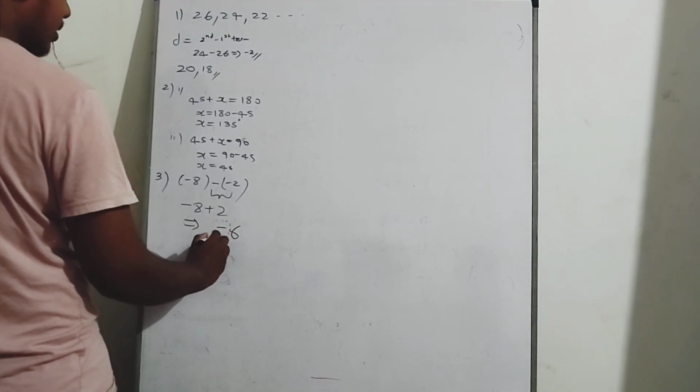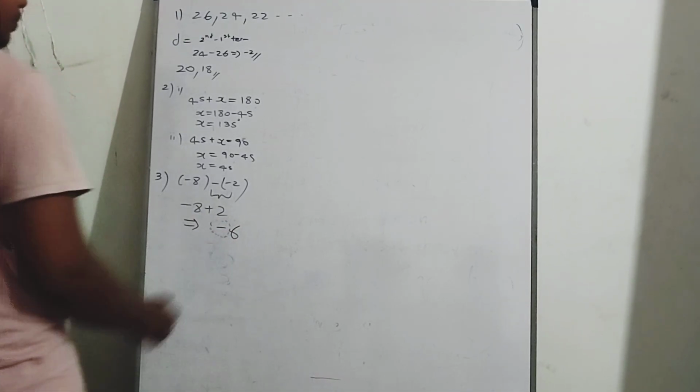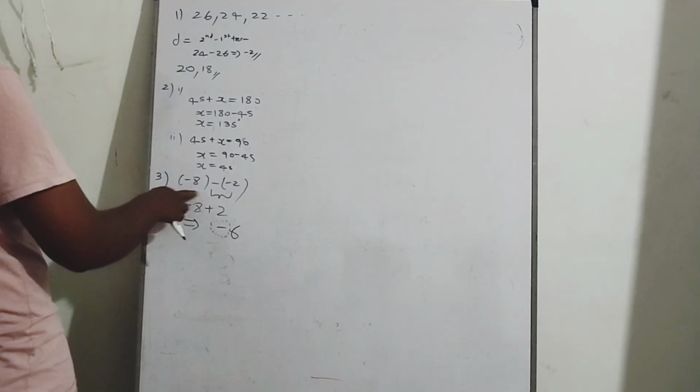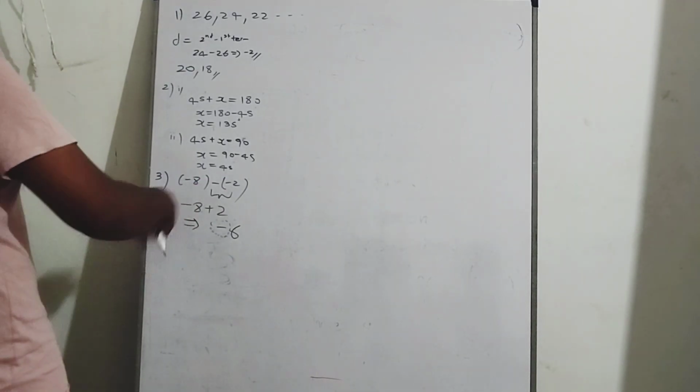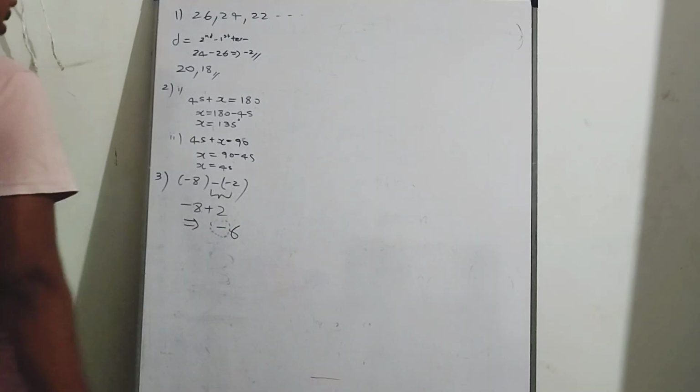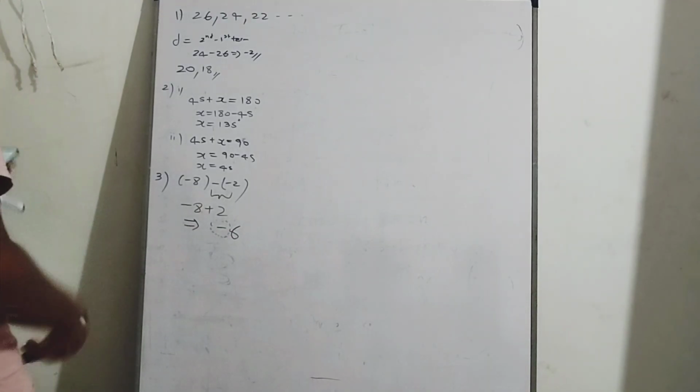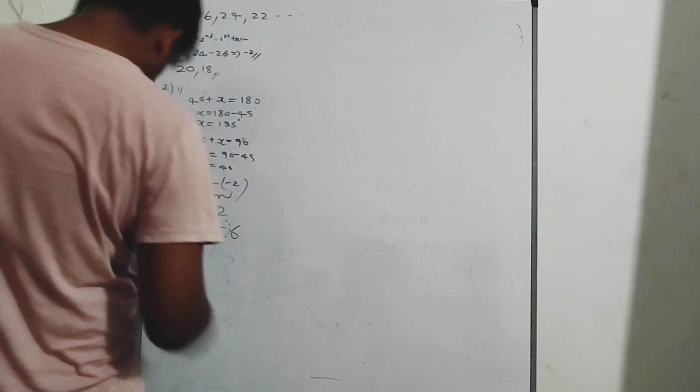Now a student might ask, sir, how does this become minus? Because you can see here the negative number is greater than the positive number. That's the reason the final result is minus. Okay, let's go to the next question. Question number 4.